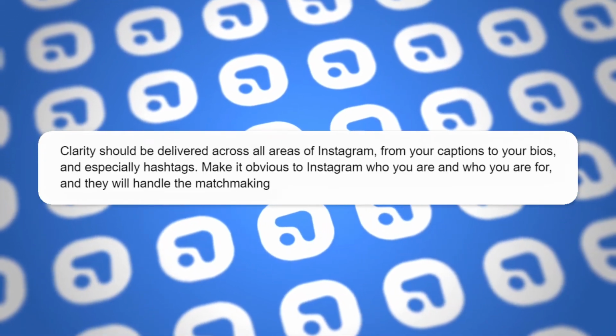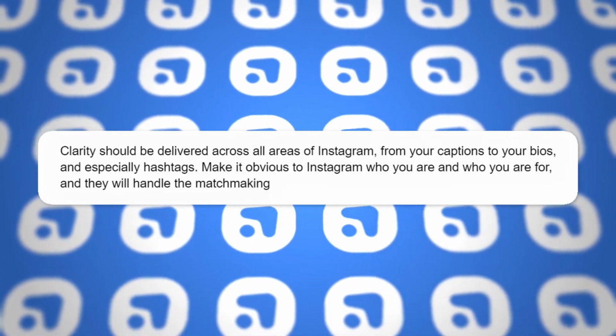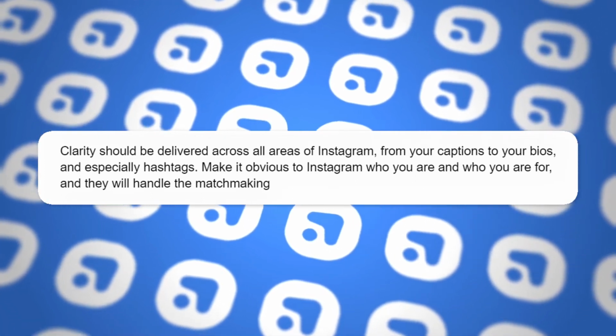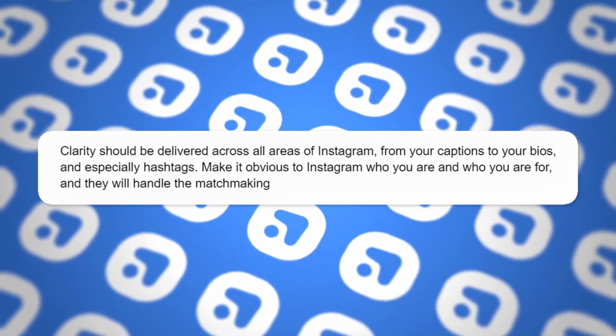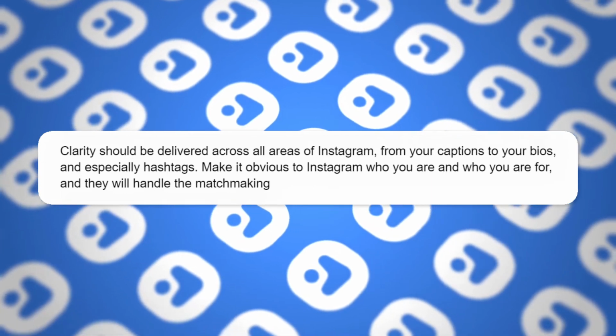And this is a huge thing to stress for small accounts who are really struggling to get reach. So obviously we all want more organic reach and we want it faster. So how do we actually develop this clarity that will get us that? Clarity should be delivered across all areas of Instagram, from your captions to your bios and especially your hashtags. Make it obvious to Instagram who you are and who you are for, and they will handle the matchmaking.